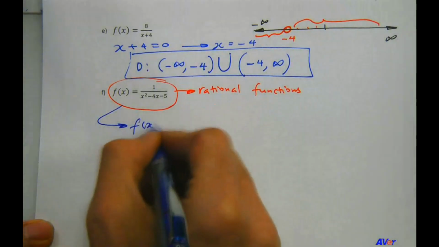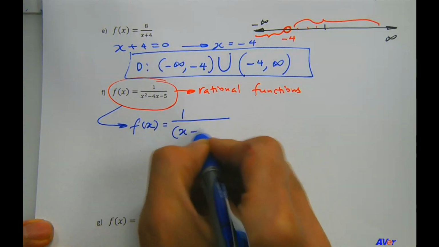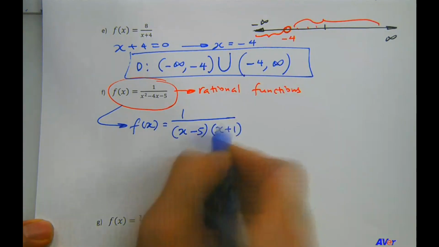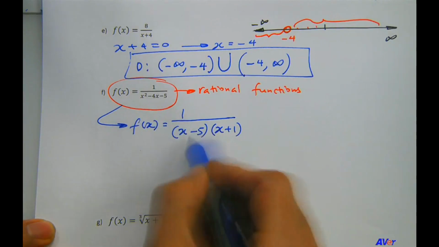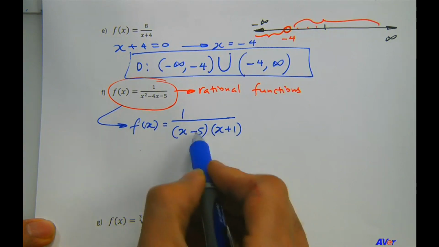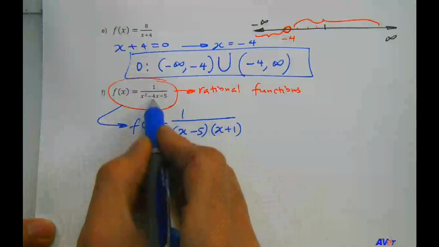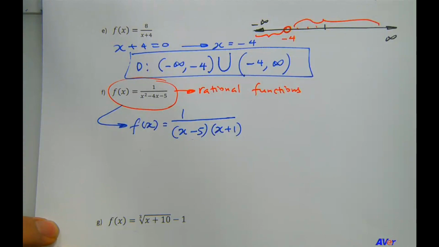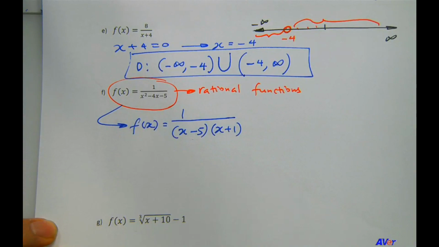We have f of x equals 1 over, if we factor, we get x minus 5 times x plus 1, right? These are easy numbers, so we can easily factor this out. X times x is x squared. X times 1 is x, minus 5x. Minus 5x plus x, we get minus 4x. Minus 5 times 1 is minus 5. Okay? So if you FOIL this, you're going to get this back.